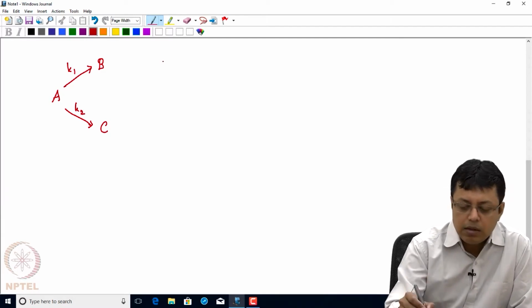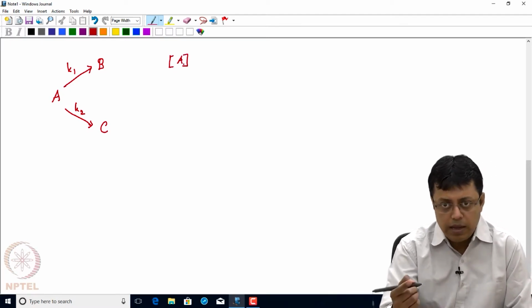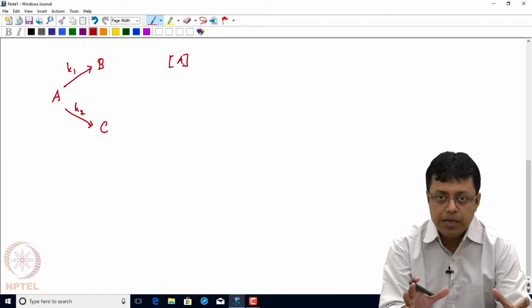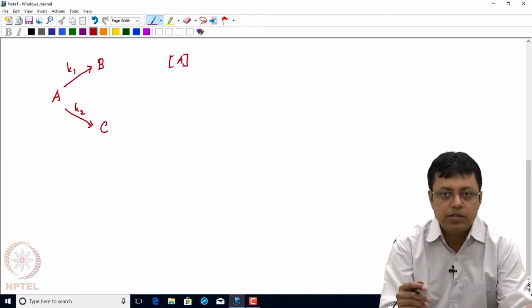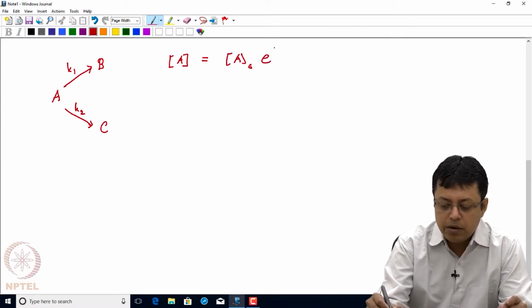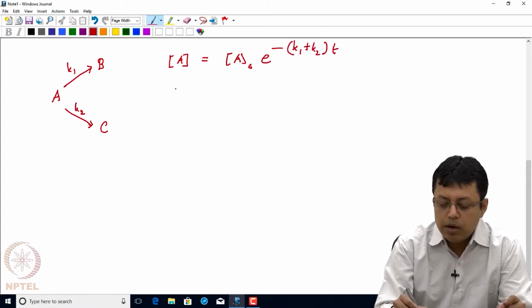And in this case, the integration of A is very straightforward because it's just first order in A. It's a first order process giving rise to B. It's also another first order process giving rise to C. So the integration of the rate equation for A is pretty straightforward. It will be e to the power minus (K1 plus K2) into t. Now what about B?